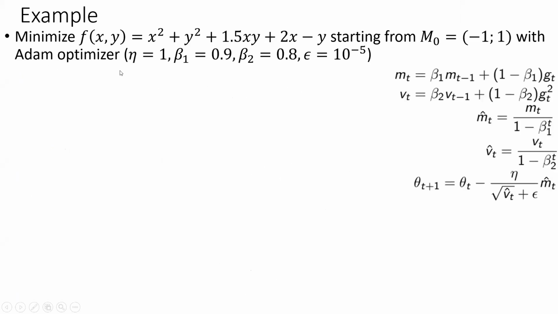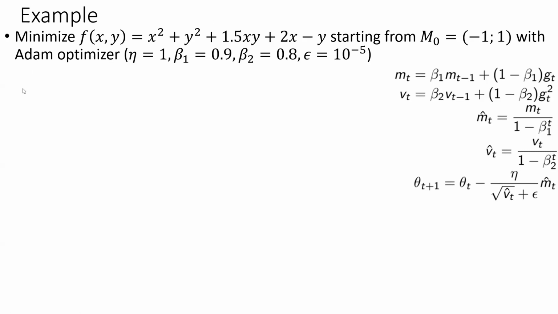So let's say we have a function f(x, y) which is equal to x squared plus y squared plus 1.5xy plus 2x minus 1. We start from point m0 with coordinates -1 and 1, and we want to try the Adam optimizer with eta equals 1, beta 1 equals 0.9, beta 2 equals 0.8, and epsilon is 10 to the power of -5.